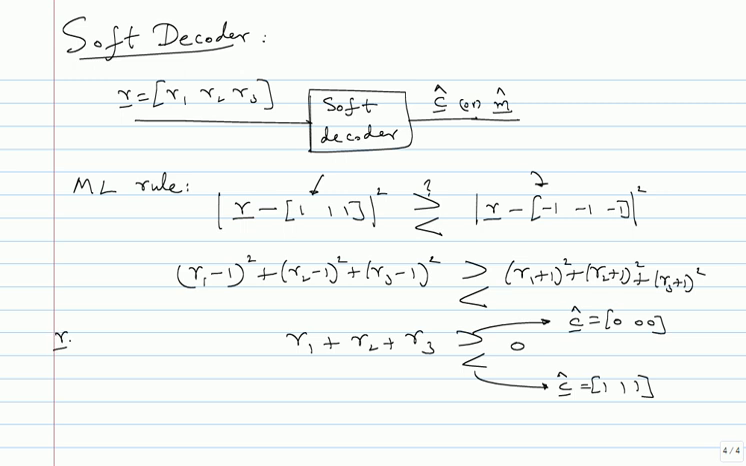Let's see. I'll give you an example. Suppose R is -10, 1, 1. What's your soft decision decoder going to tell you? So these two are not the same. Clearly they're not the same, and one is better than the other. Definitely that's also true. So pay some attention to that.